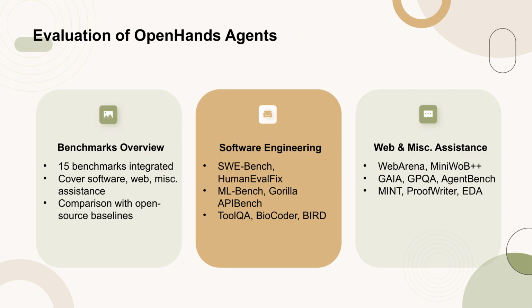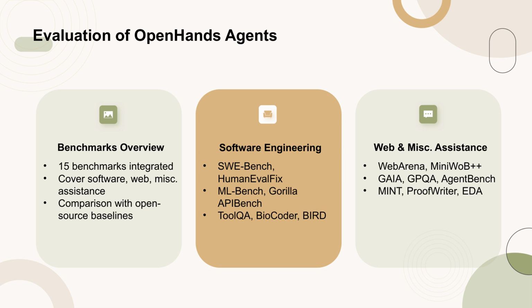In this evaluation section, the authors systematically track progress in building generalist digital agents by integrating 15 established benchmarks into OpenHands. These benchmarks span across software engineering, web browsing, and miscellaneous assistance tasks. The evaluation compares OpenHands to open-source reproducible baselines without manual prompt engineering.